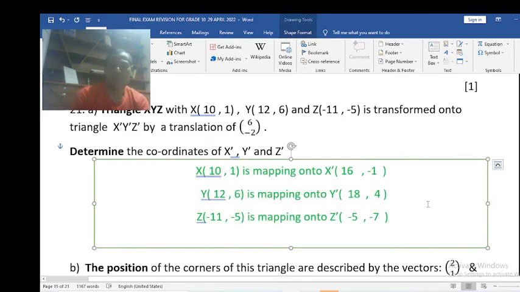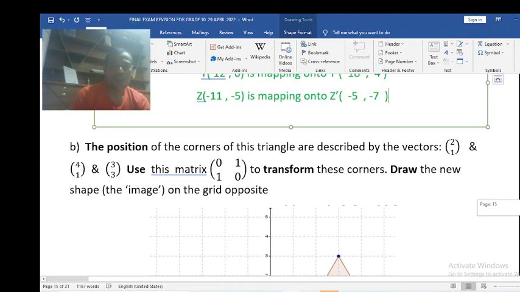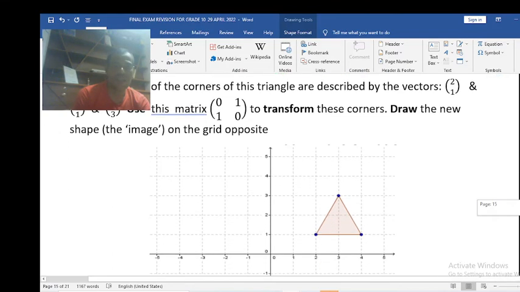Okay, for each answer, let's say, is half a mark. Then we continue. The positions of the corners of this triangle are described by the vectors (2, 1), (4, 1), and (3, 3). Use this matrix to transform these corners, and draw the new shape, or the image, on the grid.